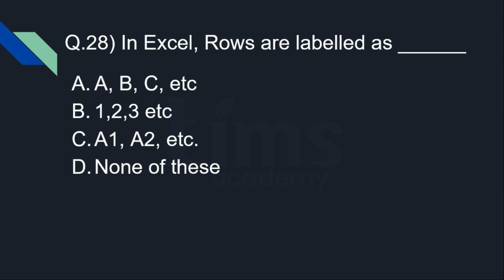Question number 28. In Excel, rows are labeled as: option A, A, B, C, etc.; option B, 1, 2, 3, etc.; option C, A1, A2, etc.; option D, none of these. The answer is option B, 1, 2, 3, etc.